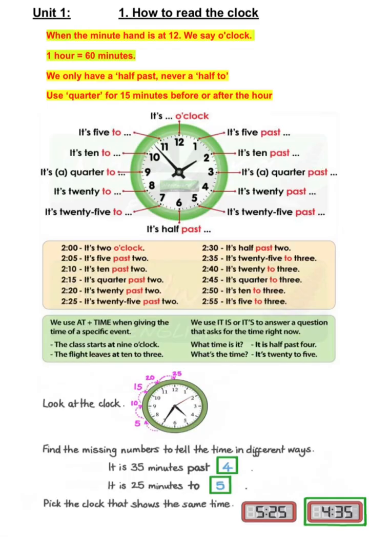So as you've understood the basics on how to read the clock, you have an example here. Look at the clock carefully and find the missing numbers to tell the time in different ways. Okay, you have 2 options here. What do you think the answer is? Correct, it's 35 minutes past 4.